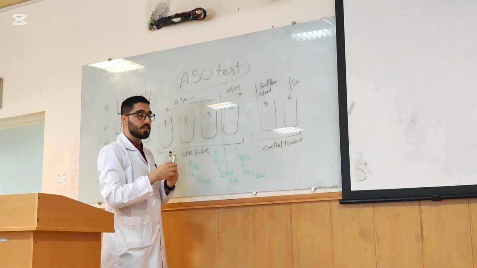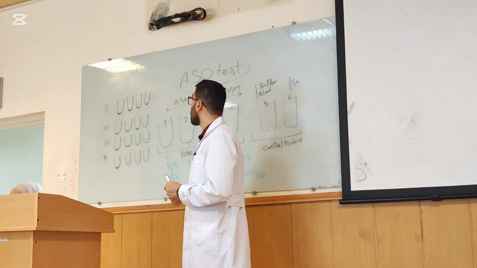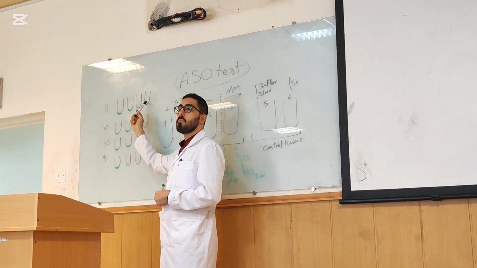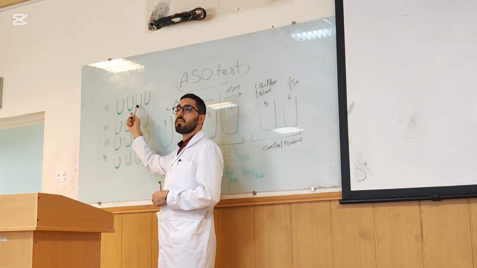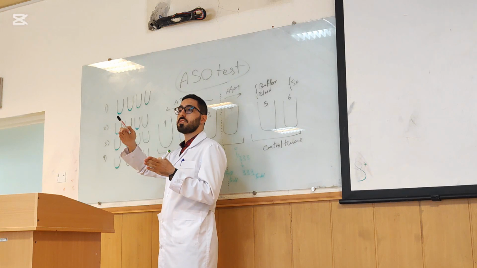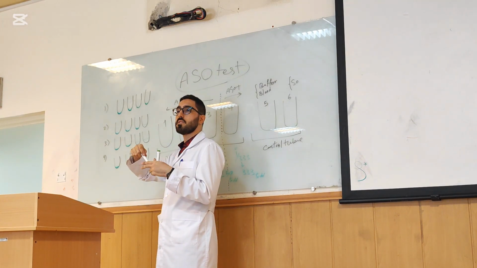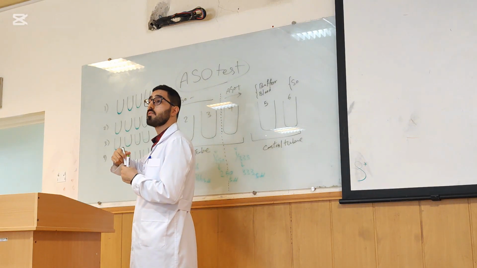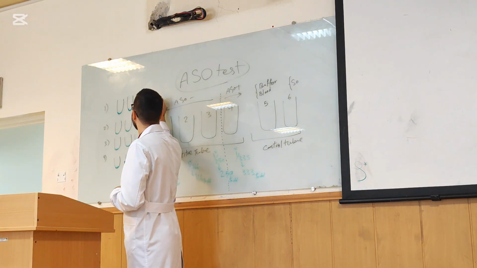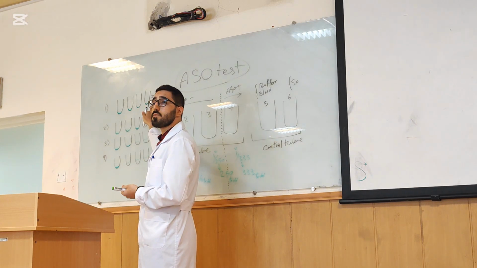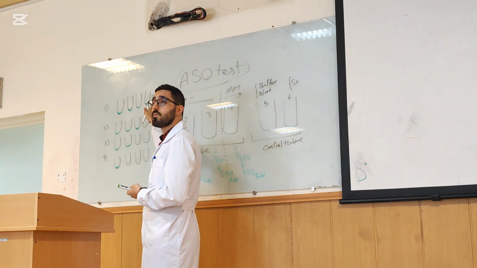Okay, we see the ASO test. If we see no lysis in all four tubes, your ASO titer is negative. What is your titer of the test? What is the titer here? 333. And on the basis of that, is it ASO positive or ASO negative?